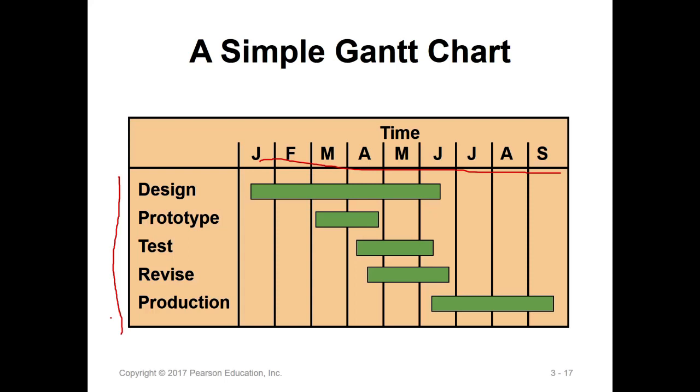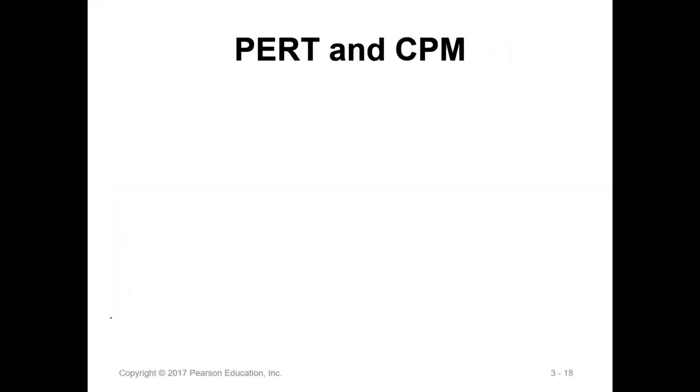A simple Gantt chart gives you a visualization of how the time is going, each of the stages, and what you need to do. What is the deliverable in the Gantt chart?